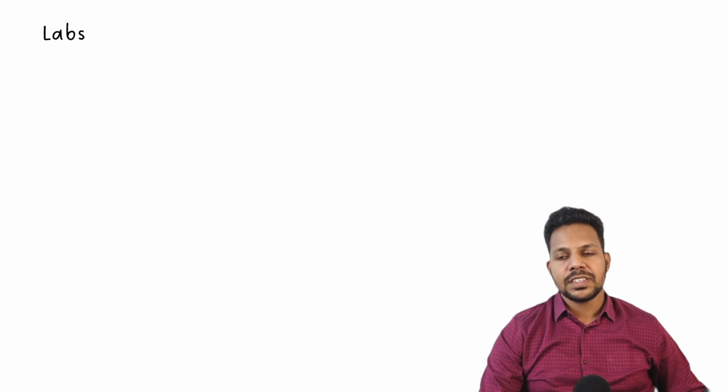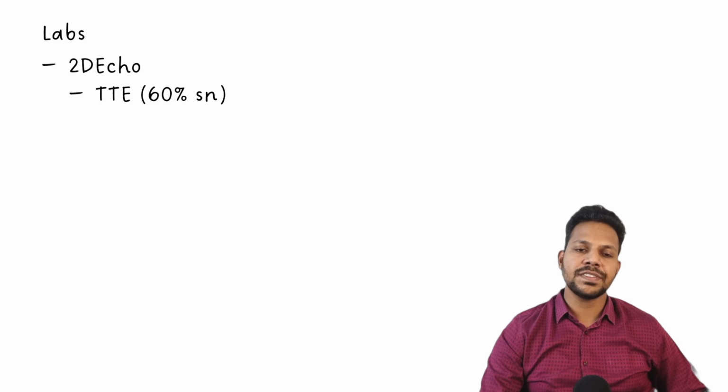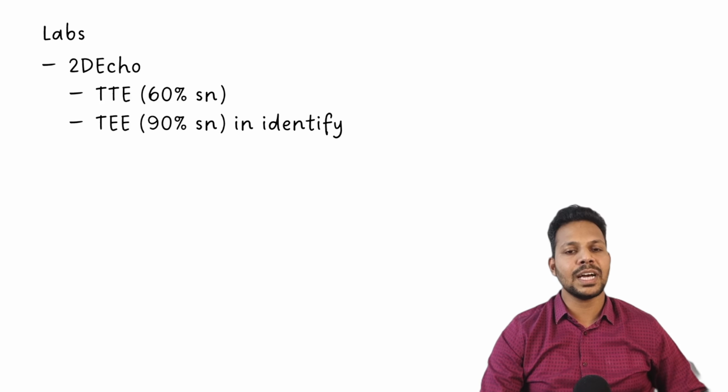And evaluation. The first investigation that you should do is a 2D echo. There are two kinds of echocardiography, transthoracic echocardiography and transesophageal echocardiography. The transthoracic echocardiography is 60% sensitive in identification of the vegetation, whereas transesophageal echocardiography is 90% sensitive in identifying the vegetations and the abscess.